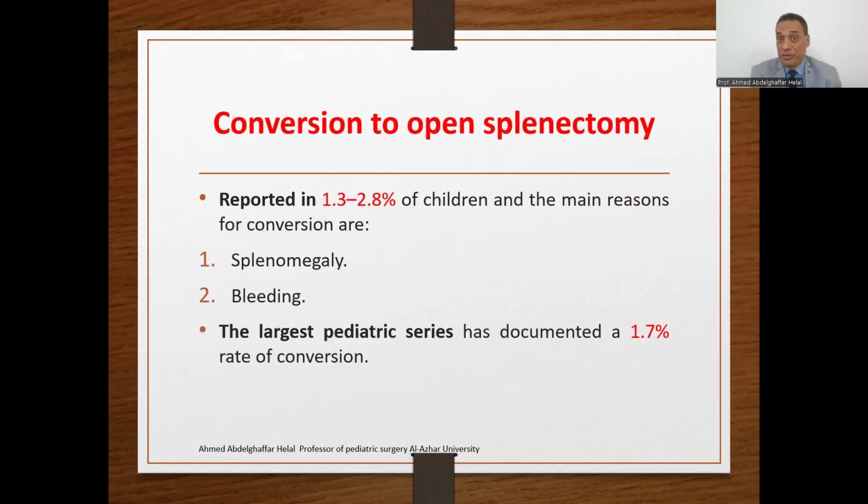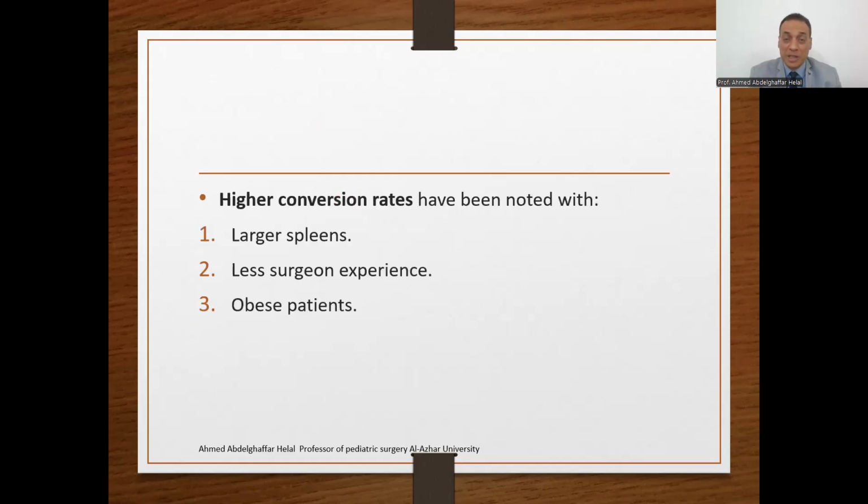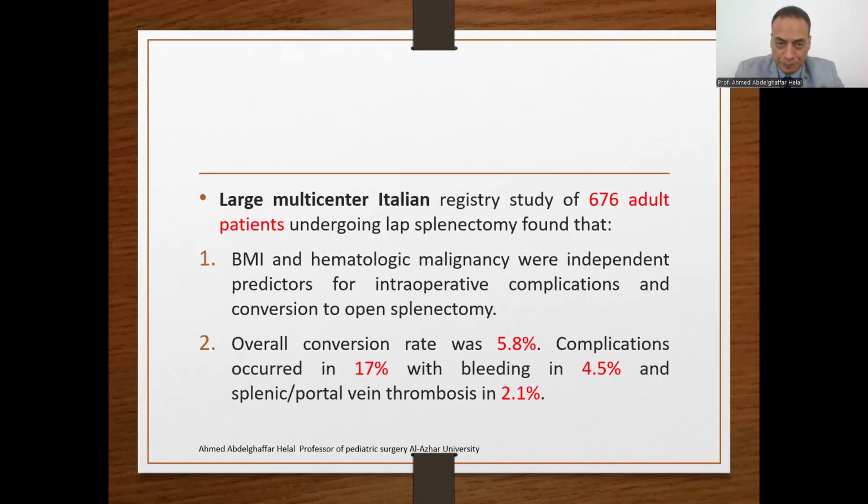The third controversy is about the conversion to open. It's reported in about 1.3 to 2.8% in children, and the main reasons may be related to the splenomegaly and bleeding, and the largest pediatric series documented a 1.7% rate of conversion. It's not a failure, it's a conversion. A higher conversion rate is reported with the largest spleens, less surgeon experience, and obese patients.